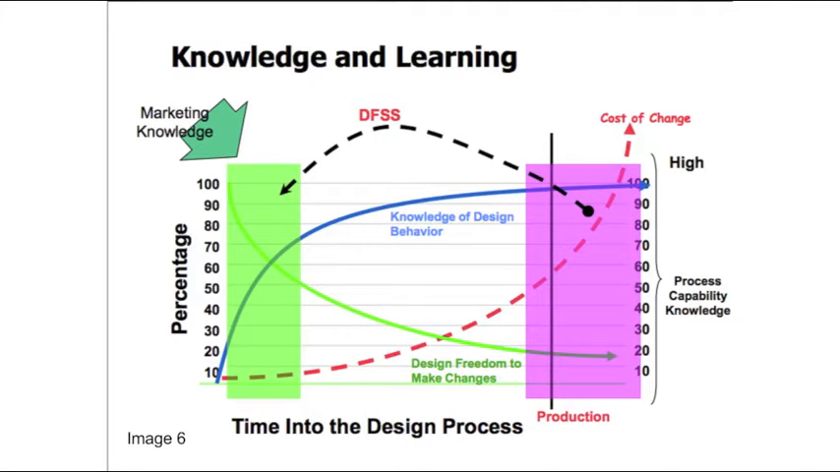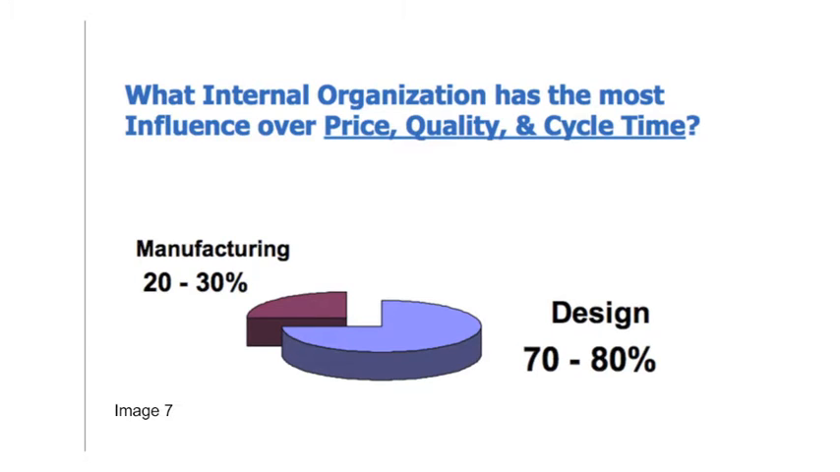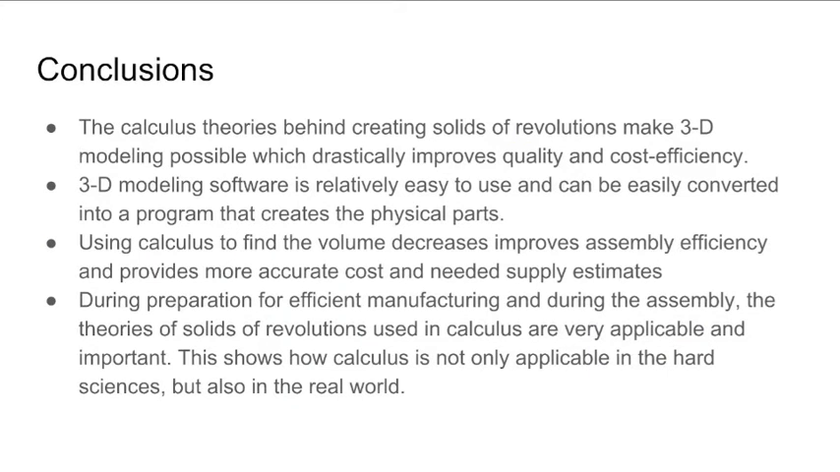Both the theories behind creating solids of revolutions, which is what makes 3D modeling possible, and the ability to determine volume, and from this, costs, are major aspects for preparing for manufacturing. These charts show how important these steps are in large-scale manufacturing. From the design, it is a relatively easy conversion into CAM or similar software to actually create the final products on large scale. The applications of solids of revolutions in the manufacturing process show how important calculus is to manufacturing. This shows how calculus is not only used in the hard sciences, but is also extremely important in the everyday world.